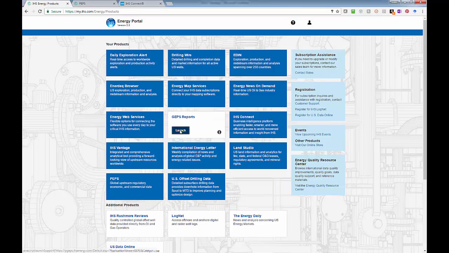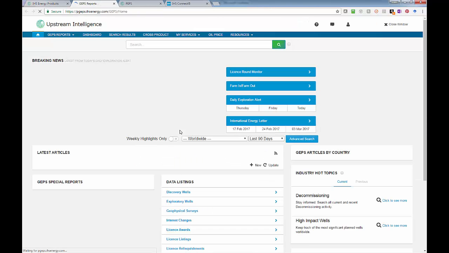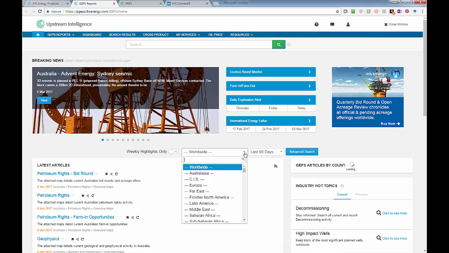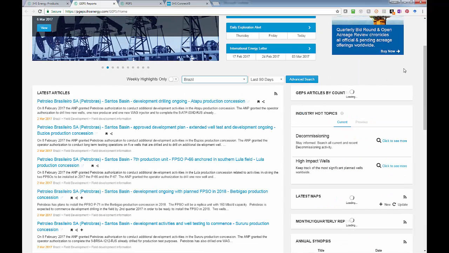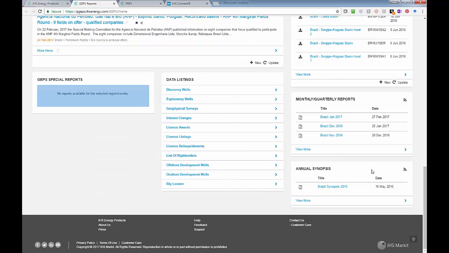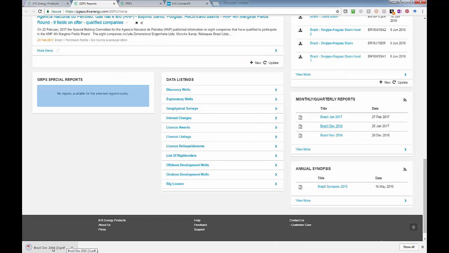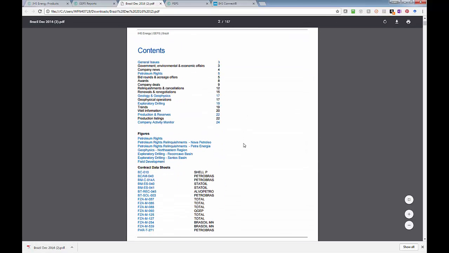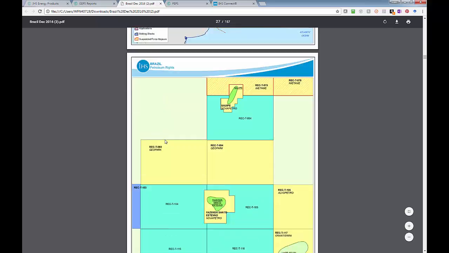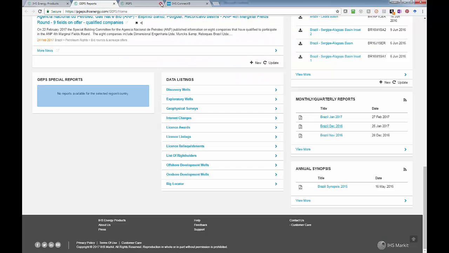Next, the team decides to get an overview of recent E&P developments in Brazil. The most recent Global Exploration and Production Service report provides a very comprehensive picture of E&P activity in the country, from past bid round summaries to exploratory drilling activity to production and reserves information. Detailed maps diagram licensing and bidding blocks and show operators.